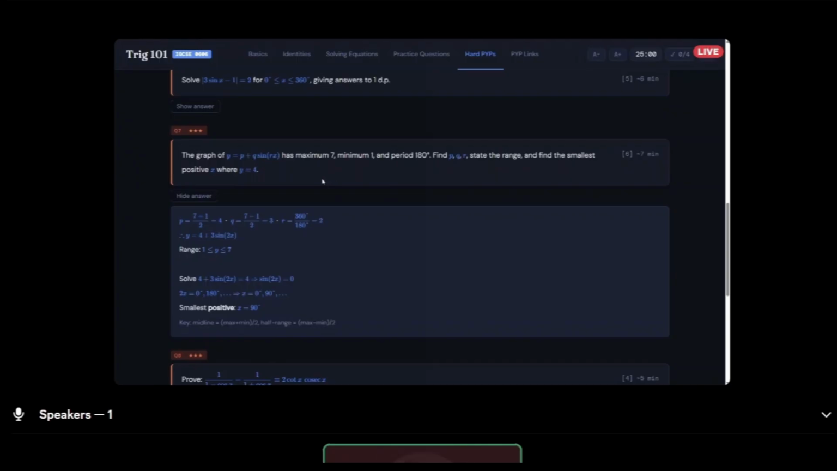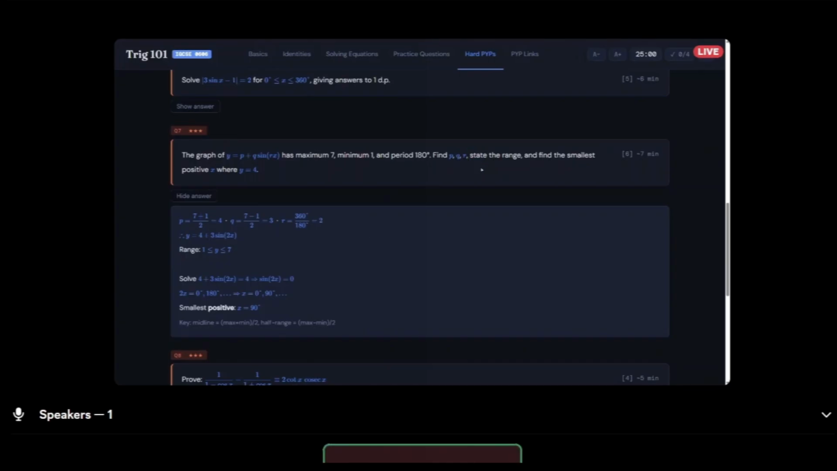And then you want to find the plus p here. So this is the vertical shift. Since you found the amplitude, the minimum should be -3. But now the minimum is 1. So 1 minus -3 is 4. So the vertical shift is 4.